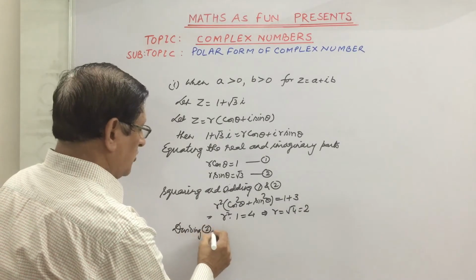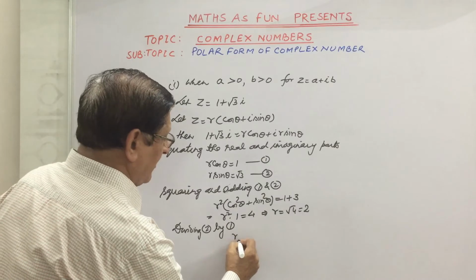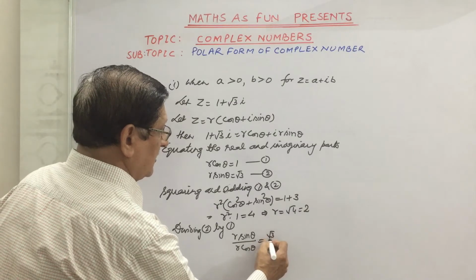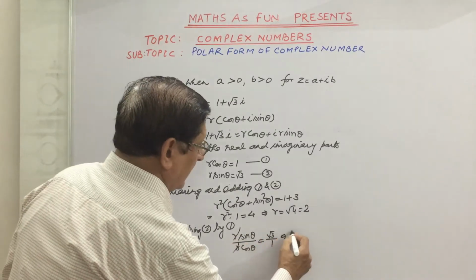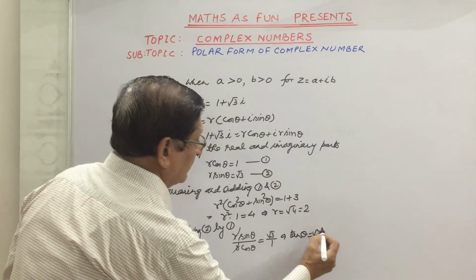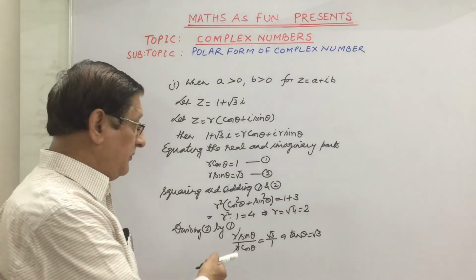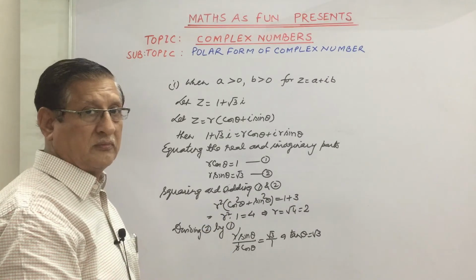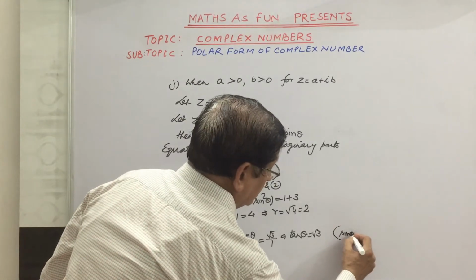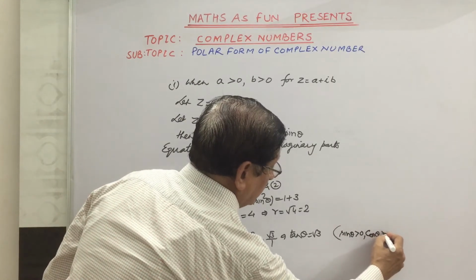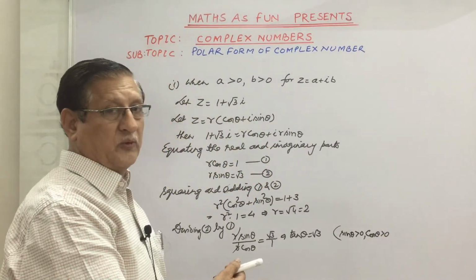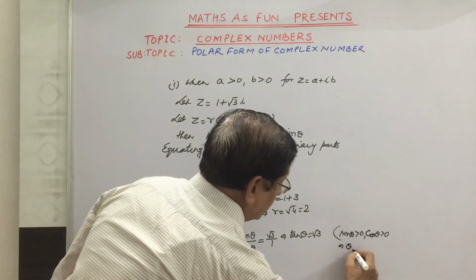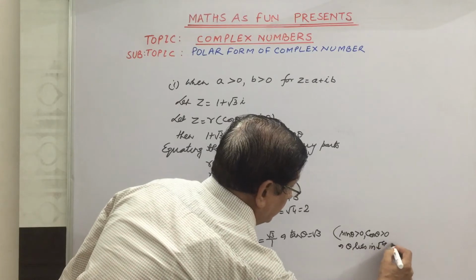Dividing 2 by 1, we will have r sin theta upon r cos theta is equal to root 3 upon 1. This r and r will cancel and this gives you tan theta is equal to root 3. Now keep in mind that sin theta and cos theta both are positive here. Sin theta is greater than 0 and cos theta is also greater than 0. Both are possible only when theta lies in first quadrant. This implies that theta lies in first quadrant.